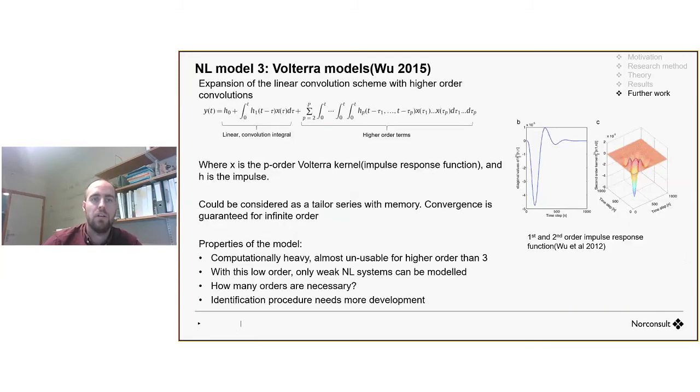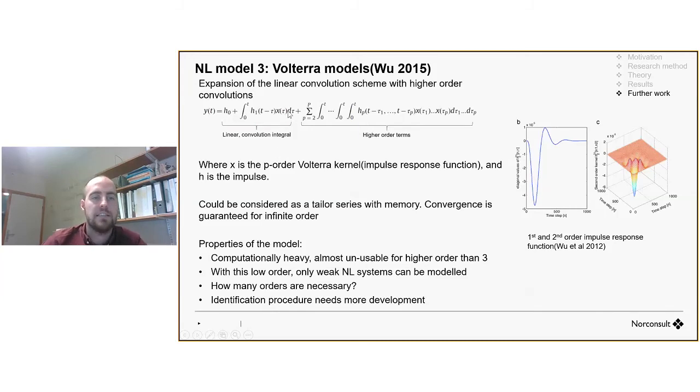Okay, so over to another, more mathematical model. This is the Volterra model. It's basically an expansion of the linear convolution integral. This is known if you have a basic course in dynamics. You have the impulse response function, and then you have impulses. You basically integrate the impulses in time. It's how you handle a dynamic system with random motions in the time domain.